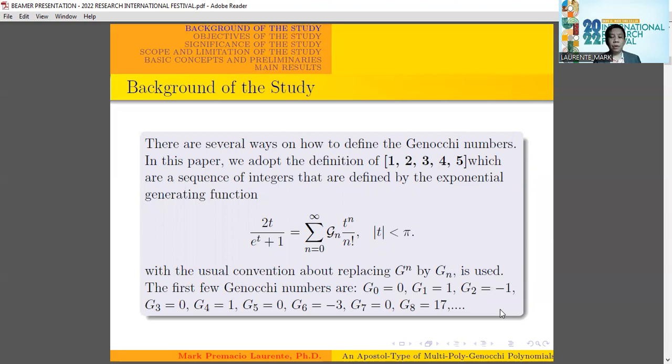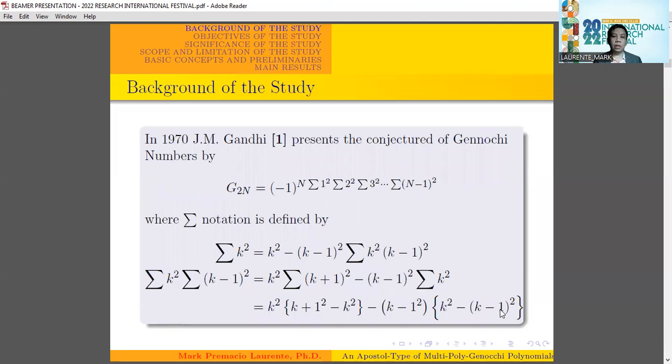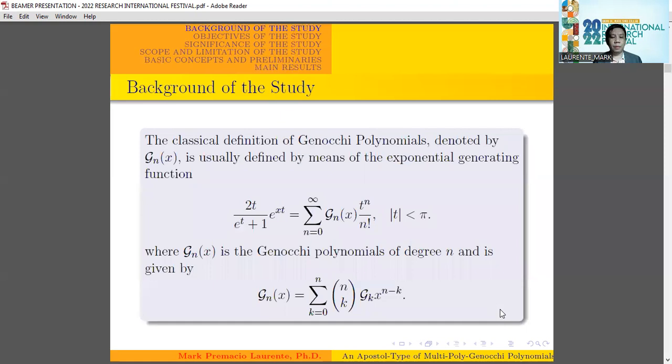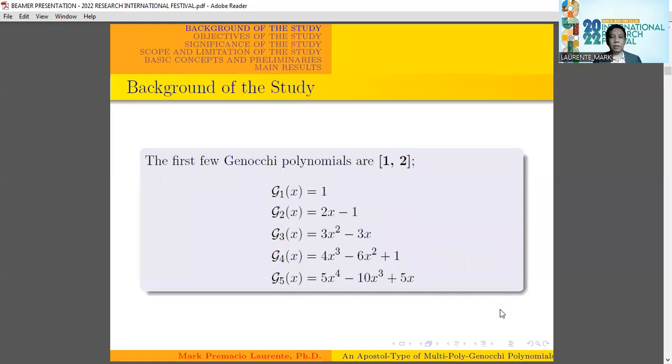We have here the first few numbers of the Genocchi, as presented in this Beamer. Also, J. M. Gandhi worked on the conjectured Genocchi number, as presented in this Beamer presentation. The generalized form is in recurrence form. We also have the classical definition of Genocchi polynomials, as presented in the presentation, and the first few Genocchi polynomials.